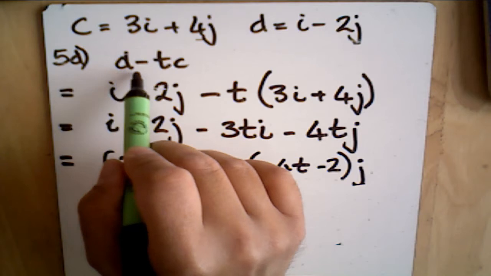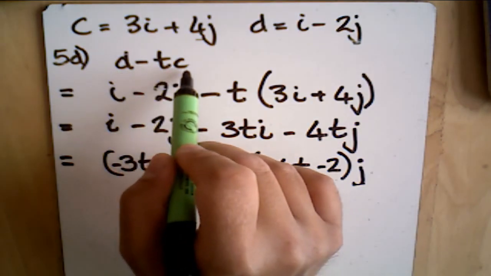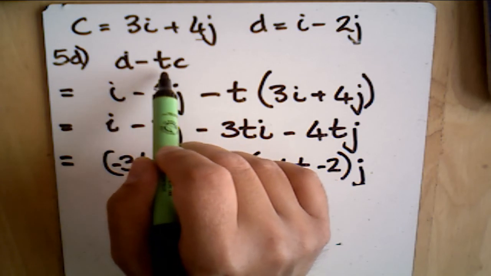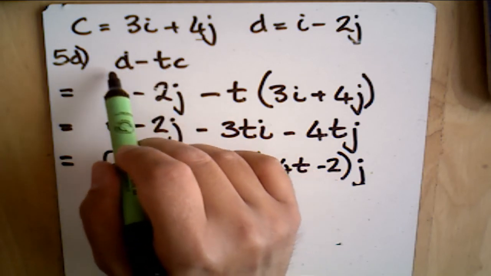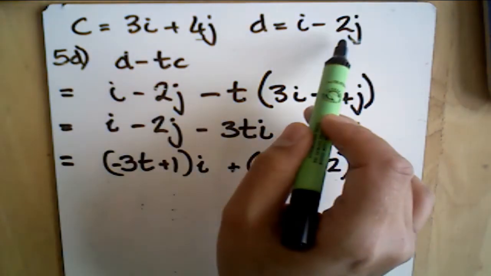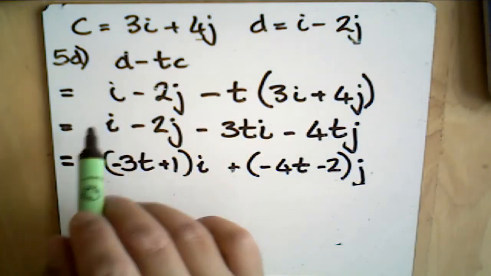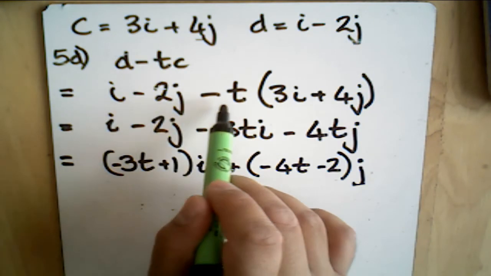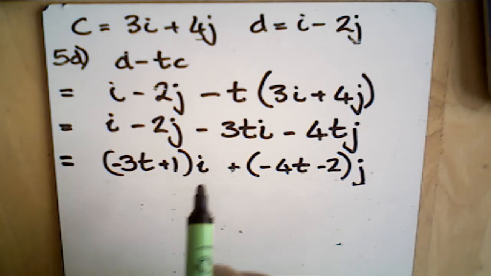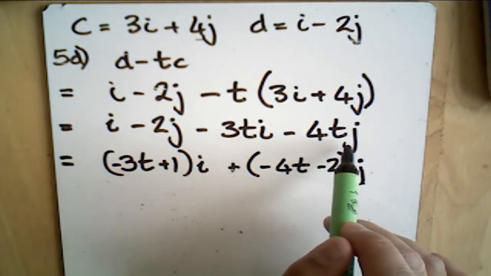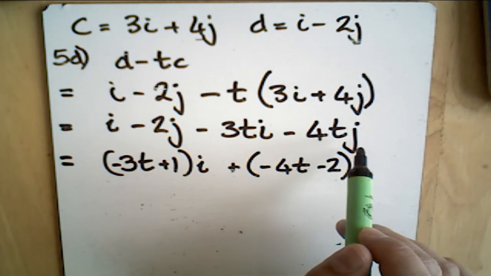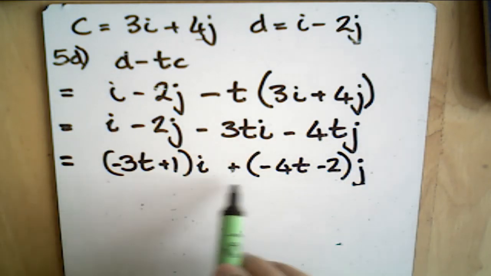Here we've been told d take away t lots of c is going to be parallel to a given vector, and we've been asked to find out the letter t for that. So my first job is to substitute in for the values of d and c using the above bit here. And if I do so, I get this. Here's my vector d, take away t lots of vector c, and a nice bit of expansion allows me to get this negative 3ti minus the 4tj, and finally a bit of factorising to separate the i and the j components brings me to this bit here.